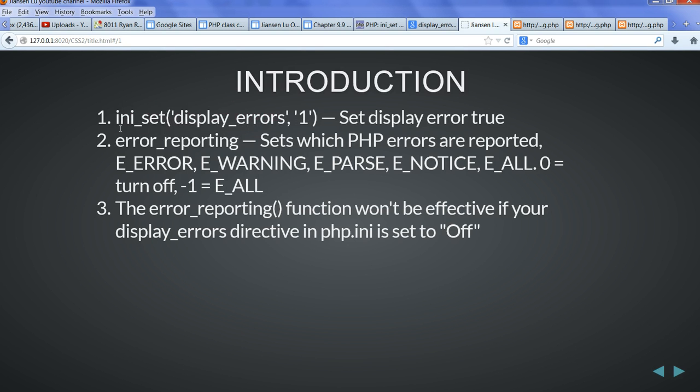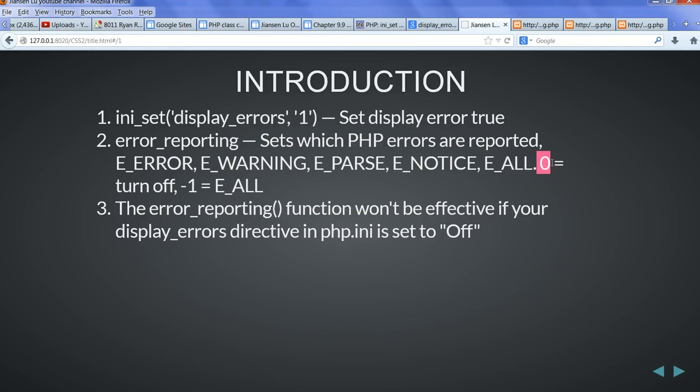The second step, after setting display errors to true, is to set the error reporting. Error reporting controls which level of PHP errors you report. We have the E_ERROR level, E_WARNING, E_PARSE, E_NOTICE, and E_ALL. E_ALL includes everything: errors, warnings, parse errors, and notices.